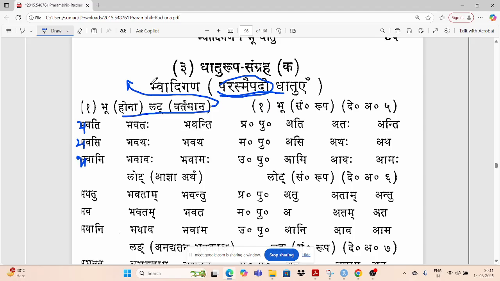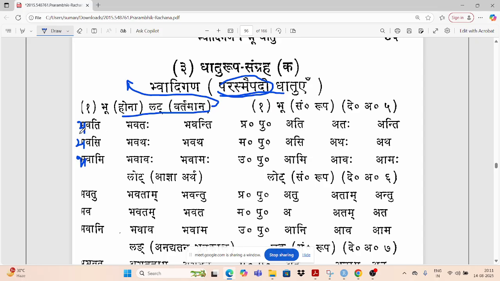So when I say bhavadi gana, that bhavadi gana is basically the gana in which the first dhatu is bhu, hona, to be. This is the first gana, and this is the first dhatu. Now, with this bhavadi gana, there are a few other things that we need to know.